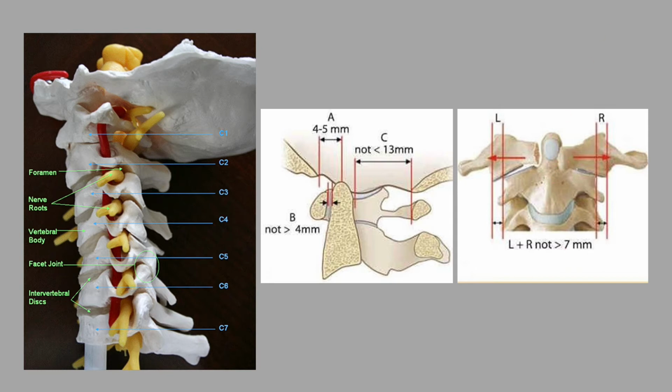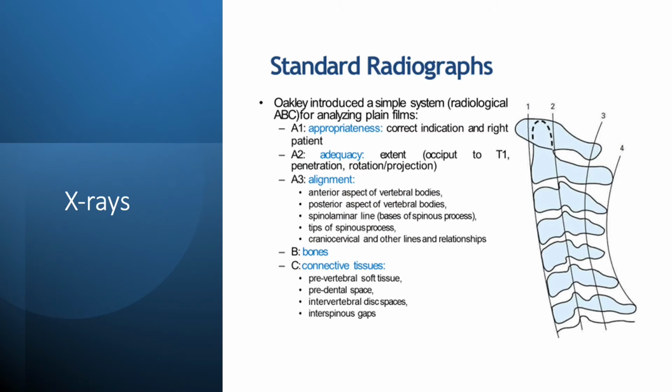You all know how an alignment looks in a standard radiograph, which is how you interpret. Normally, there is A1, A2, A3, B, or C. This is how I used to learn. A1 is whether it's appropriate, whether it's the correct indication. A2 is whether it's adequate. A3 is alignment, whether you have anterior, posterior, spinal laminar line, tips of transverse spinous processes. And then B, we look for the bones, and C, we look for the connective tissues. When you read an MRI, it's pretty much similar, maybe with slight differences.